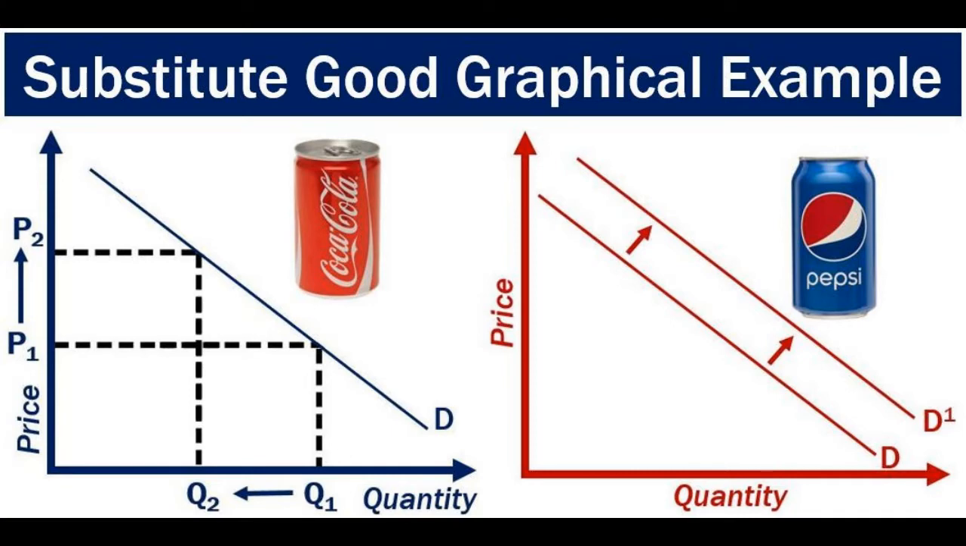Okay, and you can see what this looks like on the graph right here. So like I was saying, imagine the price of a can of Coke increases from P1 to P2. People consume less Coke, so the quantity declines from Q1 to Q2. For a can of Pepsi, on the other hand, the substitute good, the demand curve shifts out for all price levels from D to D1, leading to a greater consumption of the substitute good.